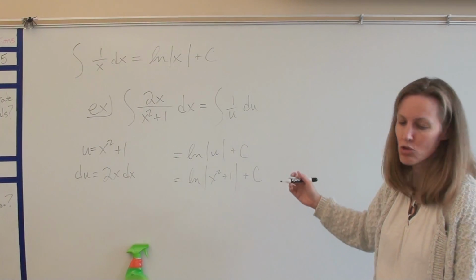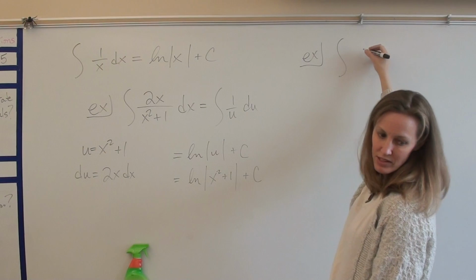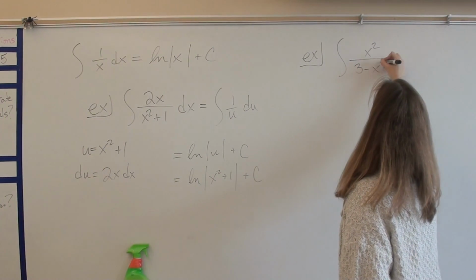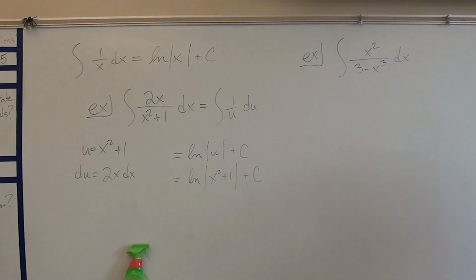Okay, let me give you guys one to try. So everyone give this one a shot. We have x squared over 3 minus x cubed dx. Everyone take a minute and see if you can set up your u and your du.